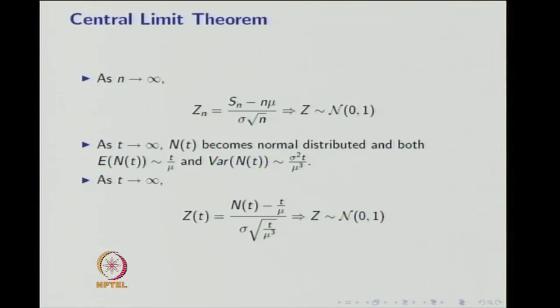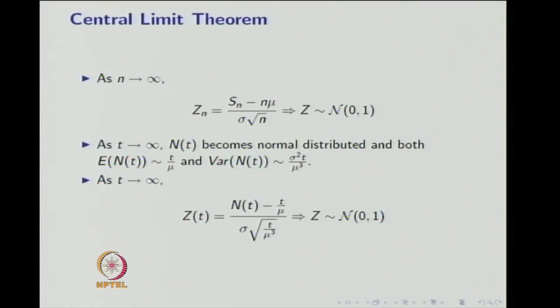Now we are discussing the central limit theorem for the renewal process. As n tends to infinity, the random variable Sn, that is nothing but the nth renewal time, minus n times mu, divided by sigma times square root of n, will be normally distributed with mean 0 and variance 1. So this convergence takes place in distribution. So this is weak convergence.